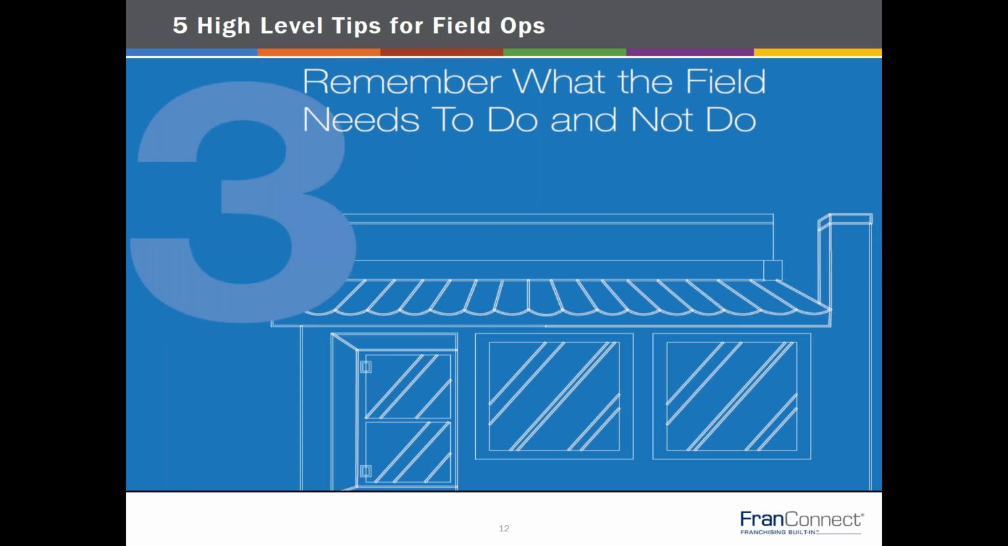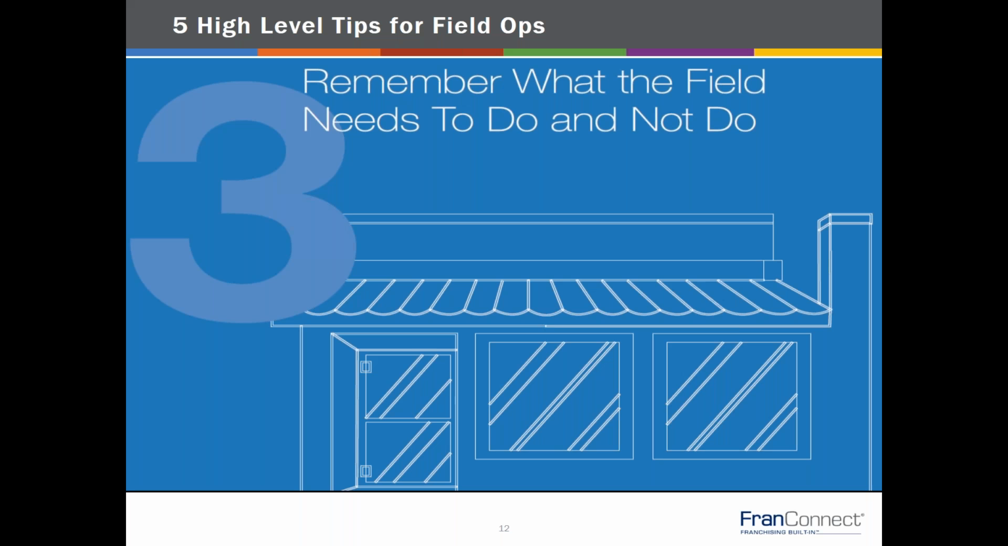Number 3 is to remember what the field needs to do and not do. Okay, well, what do we mean by that? Okay, your consultants are your face, right? They're the ones that are going to be in front of your franchisees. So involve your consultants in the development process. Make sure that you have a continuous feedback loop so that you are getting feedback from the franchisees through your consultants, and there's constantly a feeling of empowerment for those consultants to know, hey, you know what, I'm seeing X, Y, and Z out in the field. We need to change how we're actually looking at things.